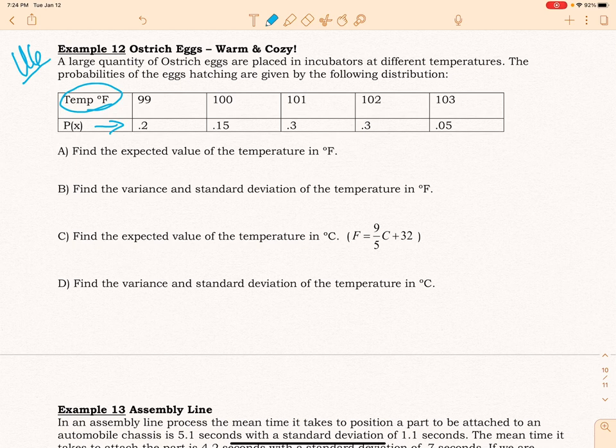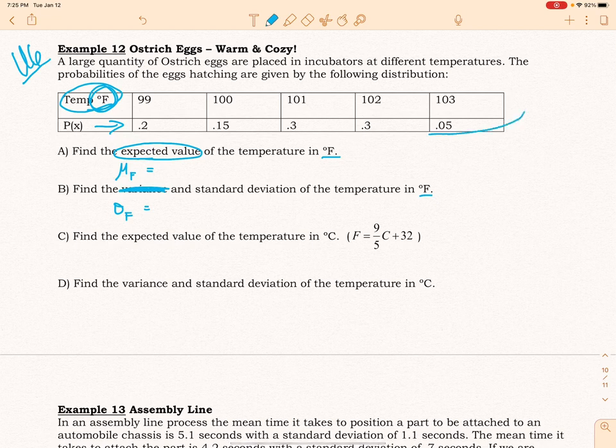The first thing I want to do is to remind you that when I'm asking for the expected value, I do want the mean. And of course, this is given to you in degrees Fahrenheit. So the mean in Fahrenheit, we're going to find in StatPlet here in just a moment. And then for part B, we're finding the variance and standard deviation of the temperature in degrees Fahrenheit. So degrees Fahrenheit is where we're working. We're not going to worry about the variance for now because we don't really need it for this particular problem. So I want to find the mean and standard deviation for Fahrenheit.